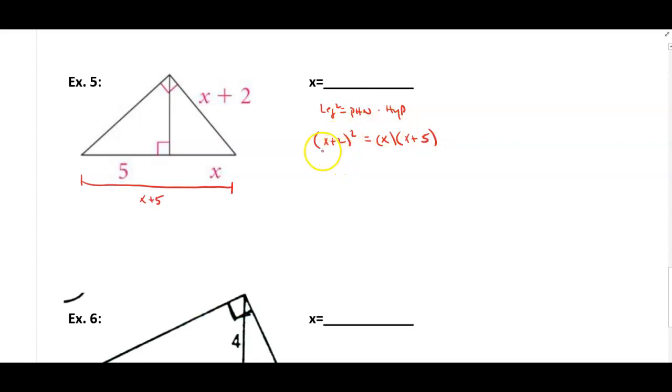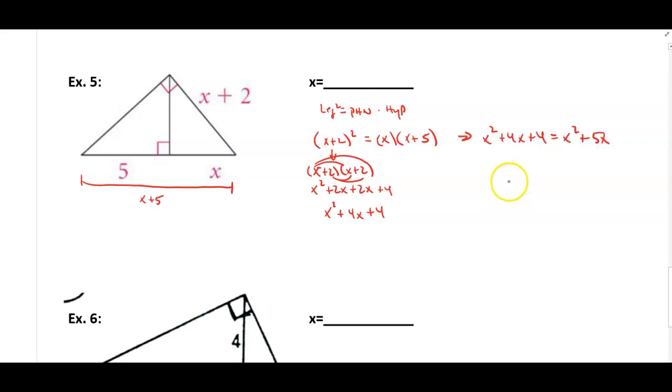Now, something nice works out here. The tough part here is squaring this. When I square x plus 2, I have to write it out, and then I'm going to FOIL it. x times x, x squared. x times 2, 2x. 2 times x, 2x. 2 times 2 is 4. I would get x squared plus 4x plus 4 when I square that. So this now becomes x squared plus 4x plus 4 equals x squared plus 5x.